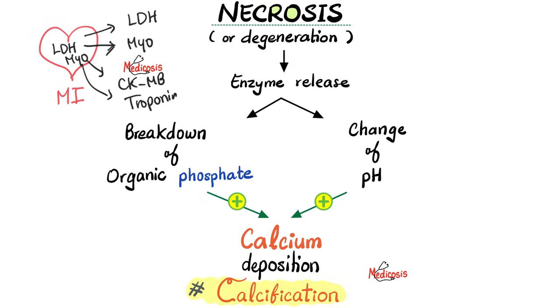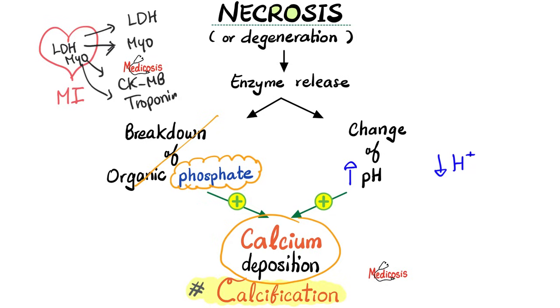So what? I released a bunch of enzymes to the bloodstream or to the extracellular fluid. So what? Well, these enzymes can definitely alter the pH. I can think of that. And they can break down organic phosphate. I can imagine that. And remember that there should be a delicate balance between phosphate and calcium. If you disrupt one, you can disrupt the other, and this can lead to calcium deposition, especially if the medium becomes more alkaline or basic, which means with high pH and low hydrogen ion concentration. Why is this? Because alkalosis favors calcium deposition.